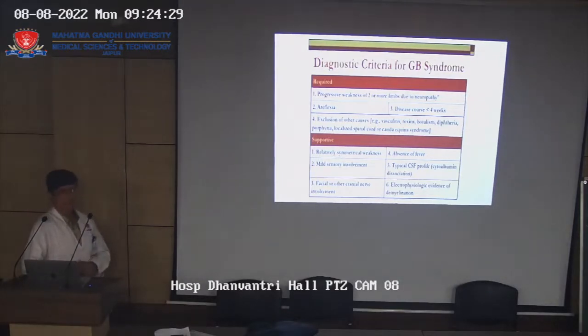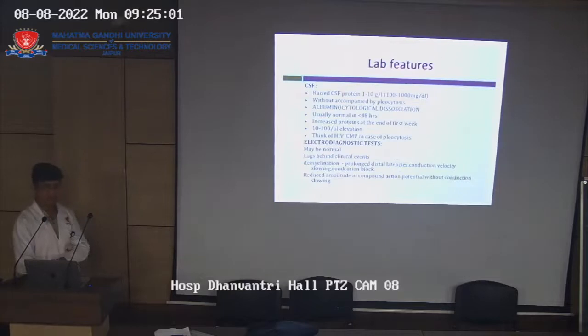And the typical CSF profile. What is the typical CSF profile in a patient of GBS? You will get an albuminocytological dissociation. What is the meaning of albuminocytological dissociation? In patients of GBS, when you go for the CSF, you will get increased levels of protein, but there will be no increased levels of cells. So this is known as the albuminocytological dissociation, which is a characteristic of GBS. And then there is electrophysiological evidence of demyelination. So these are the diagnostic criteria for GBS.